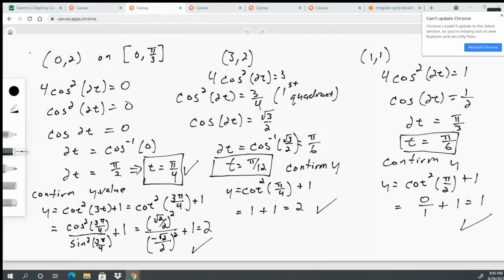Okay, this is basic pre-calculus, right? Our x value of 0, which we plug into our x equation: 0 equals 4 cosine squared 2t. Solving for that, dividing by 4, taking the inverse cosine, we have 2t equals pi over 2, or t equals pi over 4. Confirming the y value, we plug in pi over 4 into cotangent squared 3t plus 1, which equals cotangent squared 3 pi over 4 plus 1, which is cosine squared over sine squared, square root of 2 over 2 squared over minus square root of 2 over 2 squared, plus 1, which equals 2.